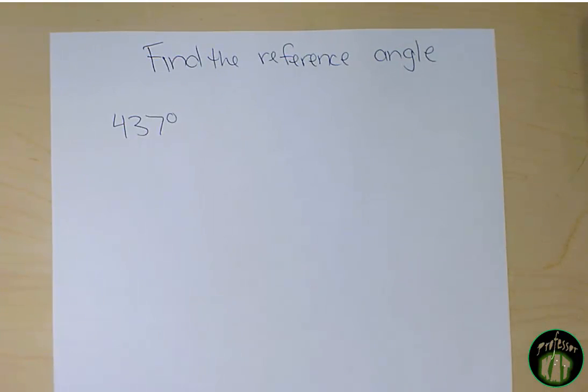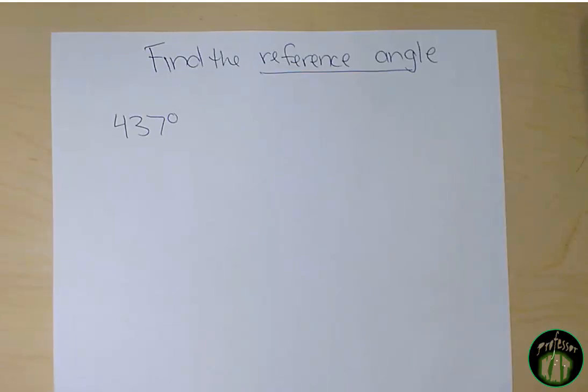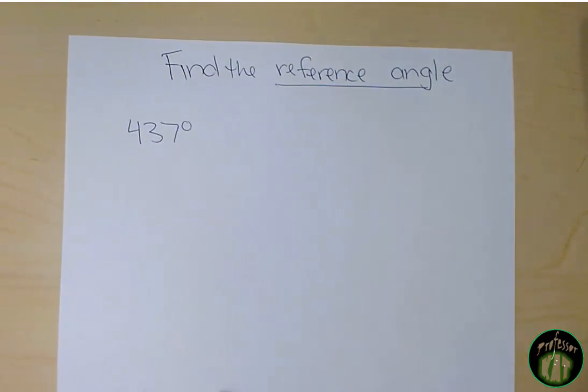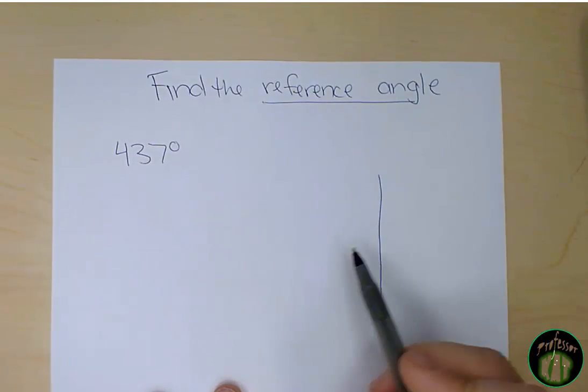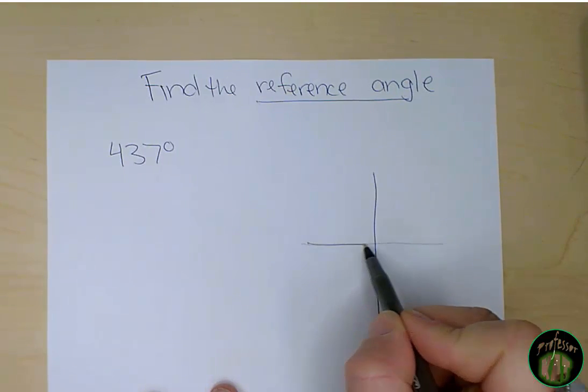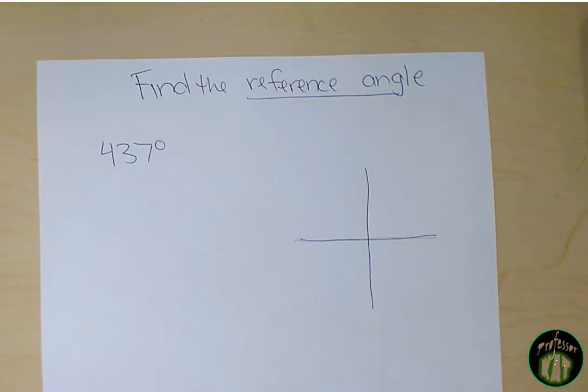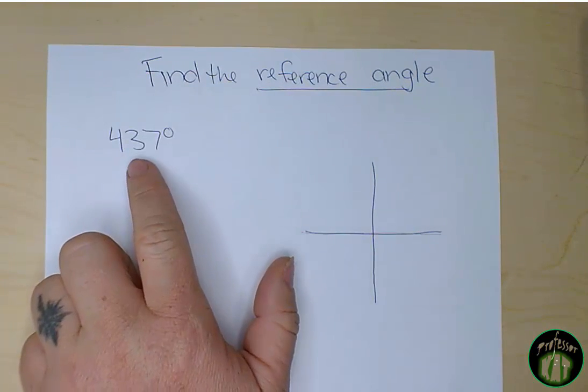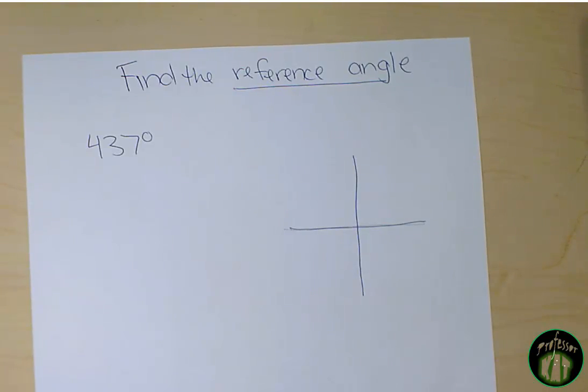So let's find the reference angle of this given angle here. So we're given the angle 437 degrees. Now, in order to find the reference angle, we do need to understand what a reference angle is. So quick definition here. A reference angle is essentially the angle that forms from the terminal side of your given angle along with the x-axis.